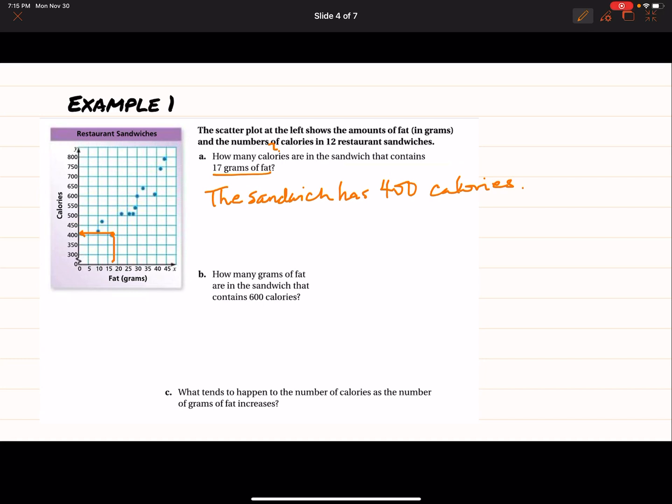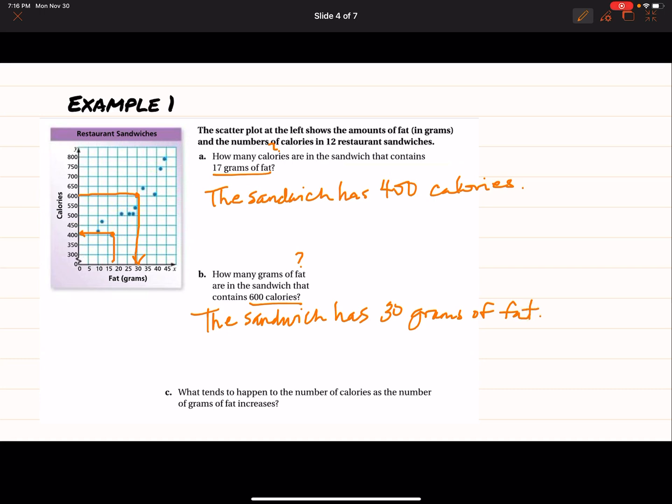Part B, how many grams of fat are in the sandwich that contains 600 calories? Now this one is giving us the calories, asking us how many grams of fat. So we're going to reverse what we just did. Now we're going to find 600 under the calories and we're going to follow it out. And we can see that we meet a point at exactly 30 grams of fat. So we are going to say the sandwich has 30 grams of fat.